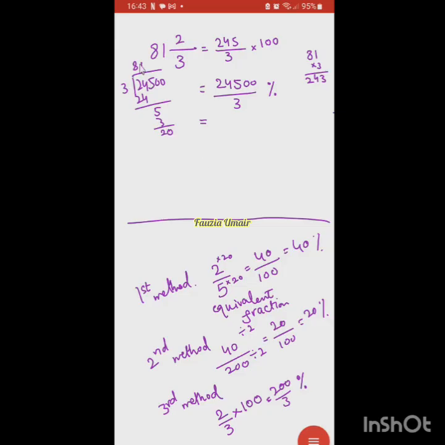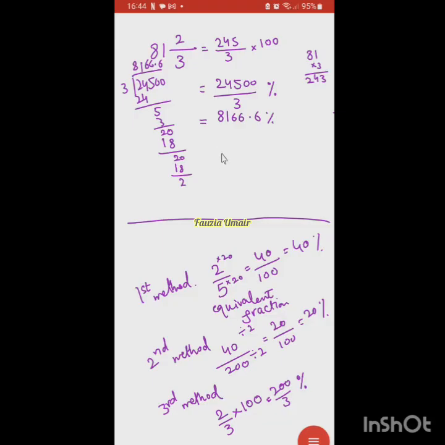3 sixes are 18, 2 again 20. 3 sixes are 18 again, right? Or this will be 2. So now it will be 0.6. So this answer is very big. It is 8166.6%. This is a lot.